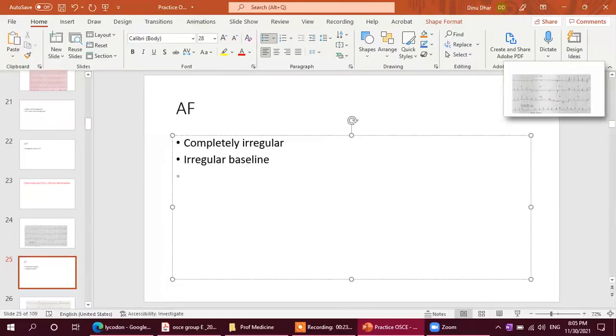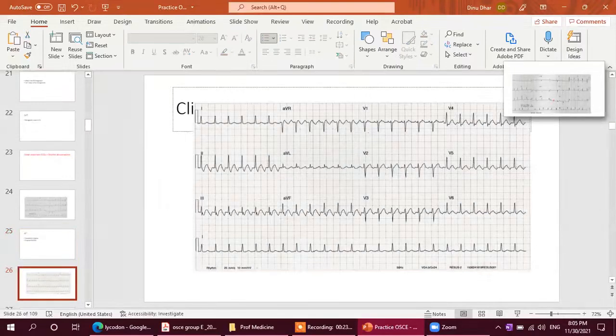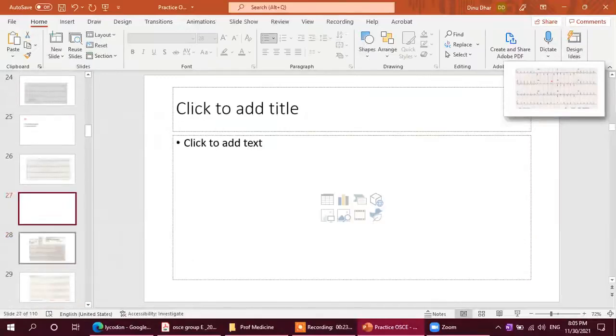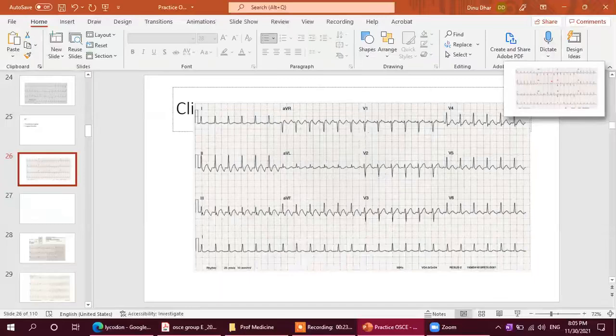What do you think this one is? Now this one again is a narrow complex tachyarrhythmia. But if you look at 2, 3 and aVF, you will see something very interesting, and that will help you to diagnose this. It is a narrow complex but regular tachyarrhythmia, and you can see something going on in 2, 3 and aVF, especially with the P waves.